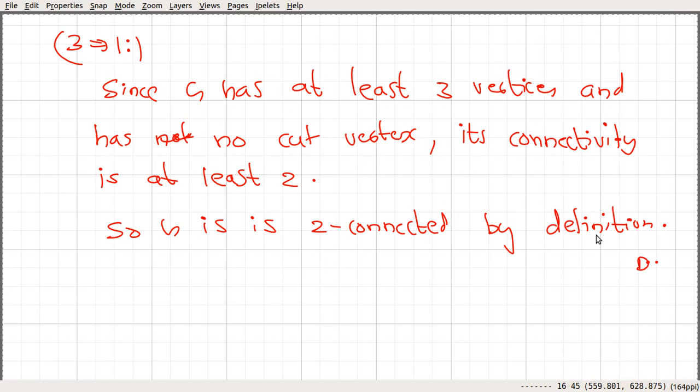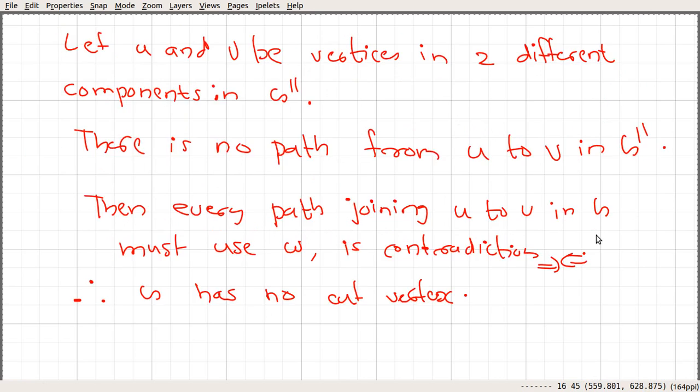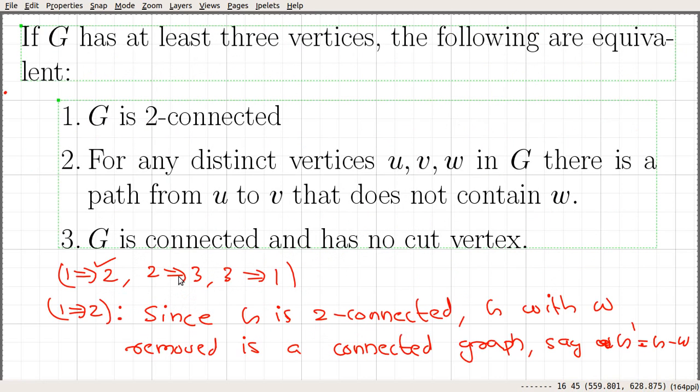So that's it. We are able to prove those 3 implications: 1 implies 2, 2 implies 3, and 3 implies 1. So that says if G has at least 3 vertices, the following are equivalent: G is 2-connected; for any distinct vertices U, V, W in G, there is a path from U to V that does not contain W; and G is connected and has no cut vertex.